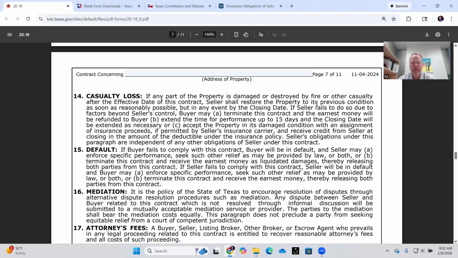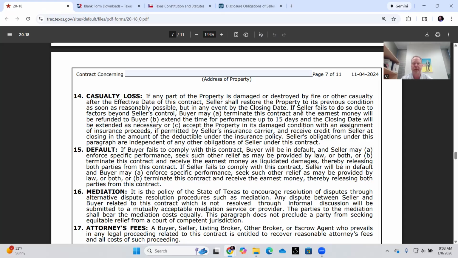If it's damaged by fire or other casualty after the effective date, the seller shall, what does that mean? The seller has to restore the property to its previous condition as soon as reasonably possible, but in any event by the closing date. So that statement says if there's damage to the property, it has to be restored by the closing date.